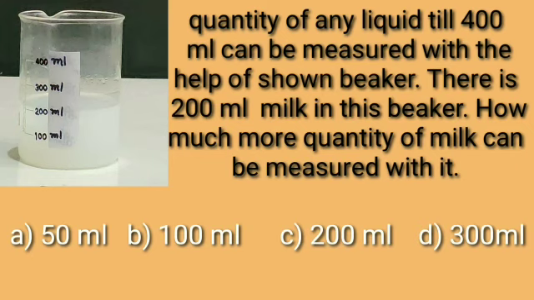For this question, we have four options. Option A is 50 milliliter, option B is 100 milliliter, option C is 200 milliliter and option D is 300 milliliter. My dear students, its capacity to measure liquid is 400 milliliter and it has 200 milliliter of milk in it. And to find the more capacity that we can measure with it, we will subtract 200 milliliter from 400 milliliter, and after this subtraction we get 200 milliliter, which is option C. So we will tick this option.